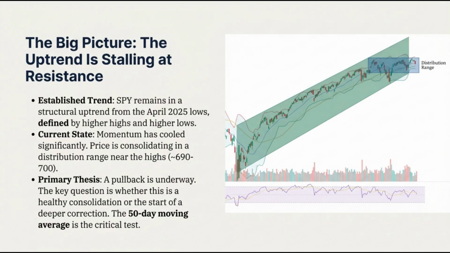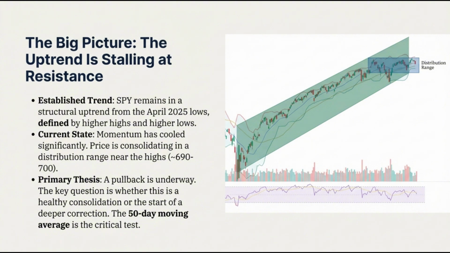And it's backed by professional selling volume near that 700 psychological ceiling. So we need to check the indicators to see how much damage this selling has actually done to the uptrend's health. Yeah, if the price action is the diagnosis, the indicators tell us where the critical support is. So let's start with the one level that matters most right now.